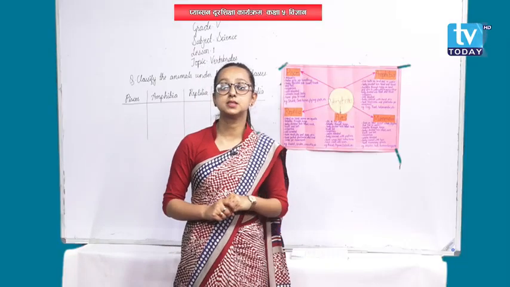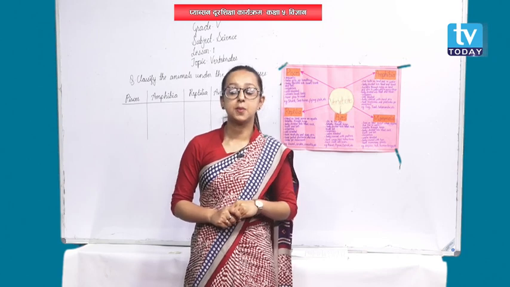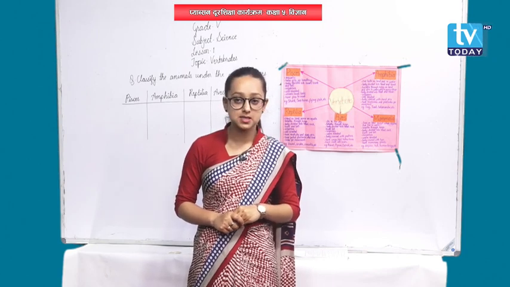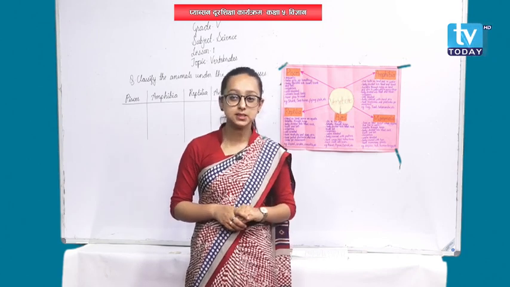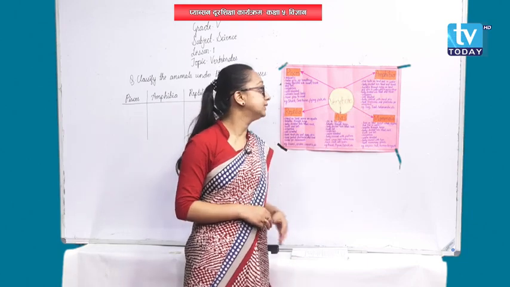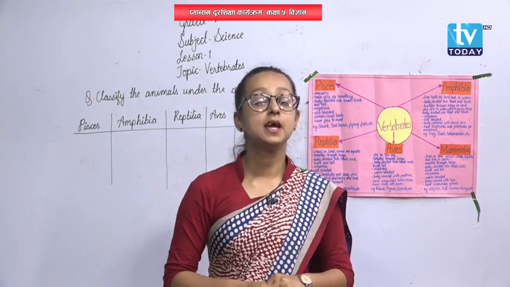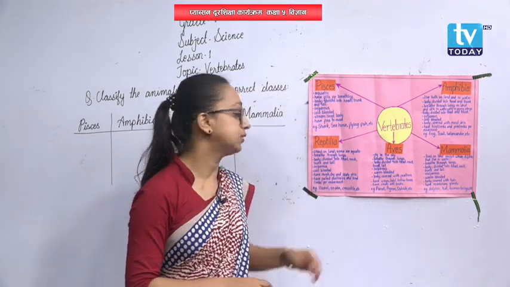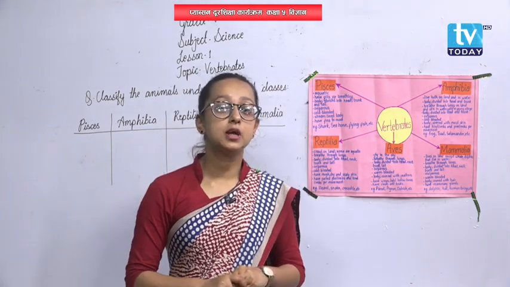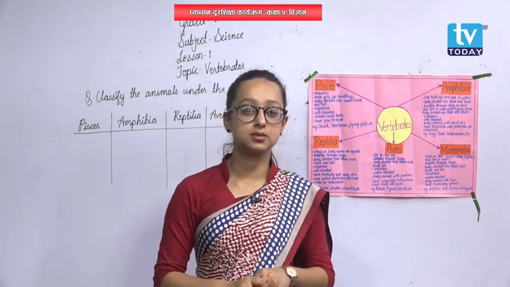That's what we have discussed till now. Pisces have fins that help them for movement, and amphibians have hind limbs and forelimbs for movement. In the similar way, reptiles also have forelimbs and hind limbs for movement.